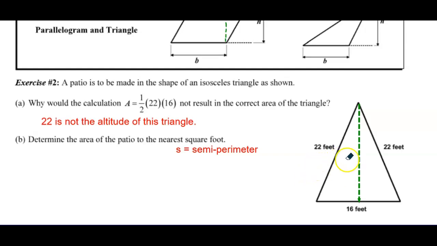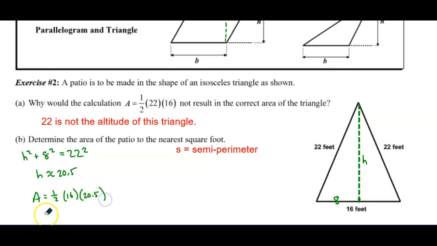So if I'm trying to find the area of this patio to the nearest square foot, it would be nice to know what this height actually is. It splits the base into 2 equal segments, and so I can just simply use the Pythagorean theorem to solve for that. So the height squared plus 8 squared is supposed to equal 22 squared. And so the height comes out to about 20.5. So to do the area, I could say 1/2 times base 16 times height 20.5, and that's approximately 164 square feet.